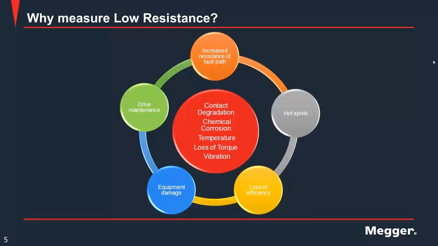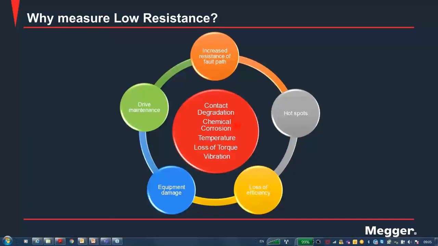This is some of the effects on the resistance value. You can see the first one is contact degradation. Contact degradation means the surface area of the contact is not sufficient, and that is going to lead to a high resistance value.